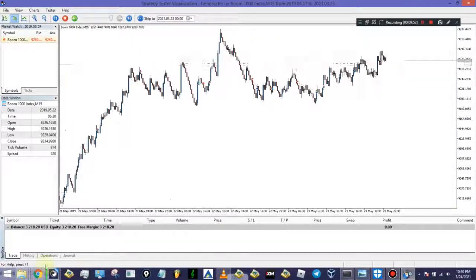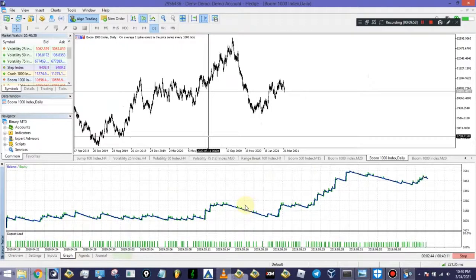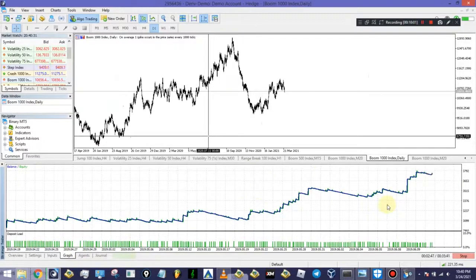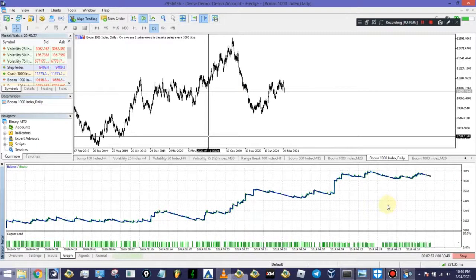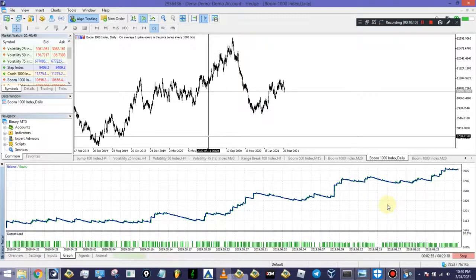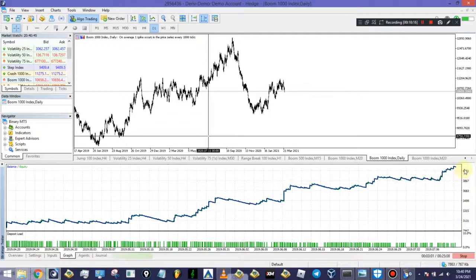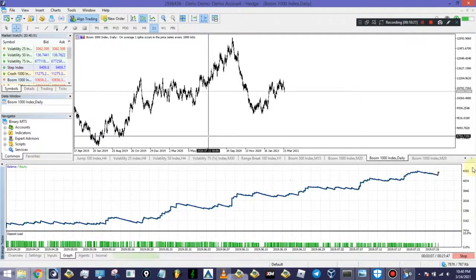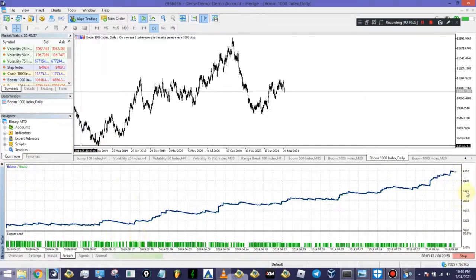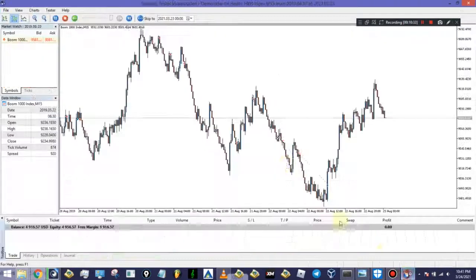So here, let's just go and maybe take a look at the graph. It's a bit scaly right now, a bit up and down, but if you just keep track of it, you will see. As you can see, we have our 3000 mark there, and this is our current equity and balance against time. So this is how we're moving right now. Let's just go back to the back test.